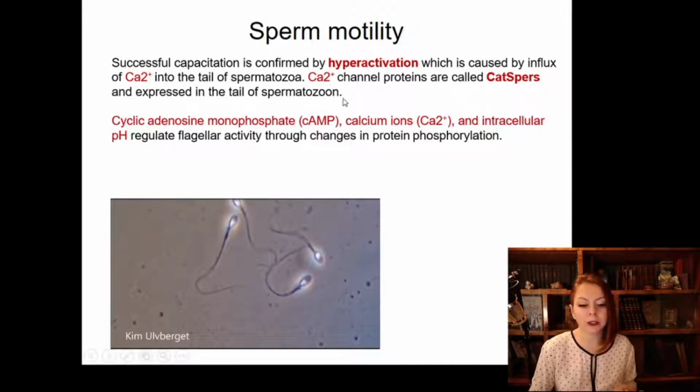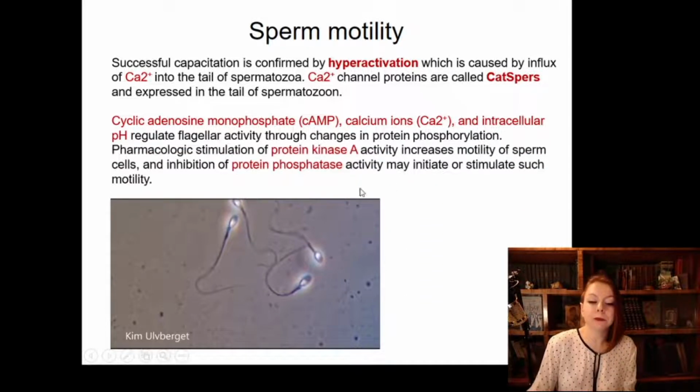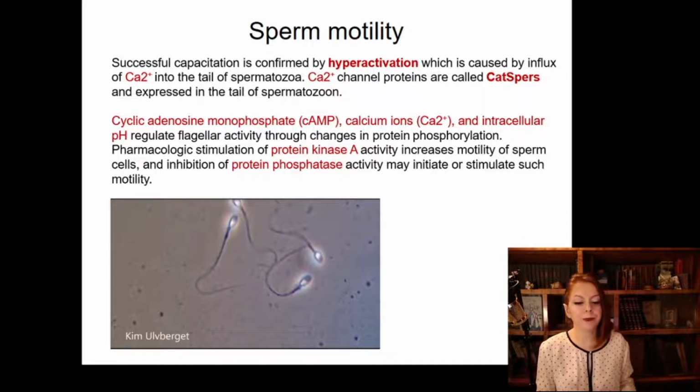Then different factors activate spermatozoa, as we have already discussed: calcium, cyclic AMP, proper pH level, and those changes are regulated by proper phosphorylation. And that's why modulation of some enzymes participating in the phosphorylation process is used in practice to stimulate spermatozoa motility. For example, the stimulation of protein kinase A or inhibition of protein phosphatase is used to improve the activity of spermatozoa, to overcome the infertility caused by low sperm motility.